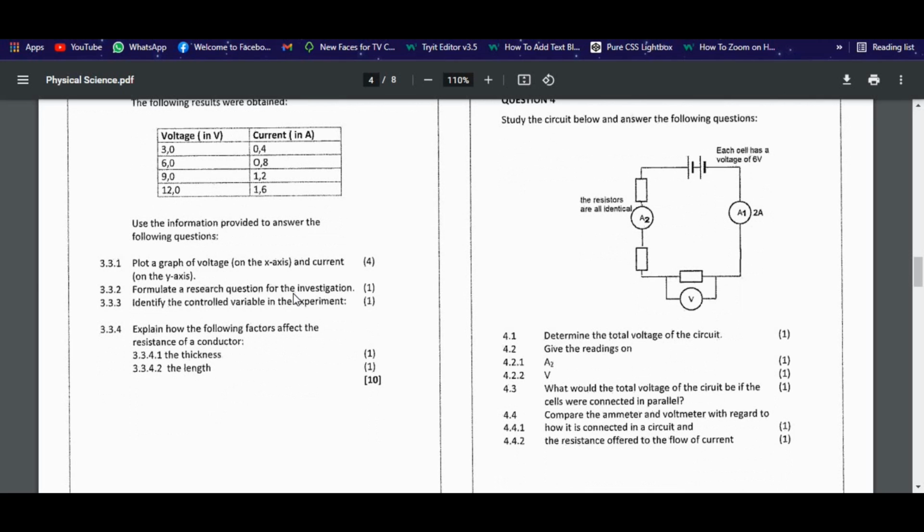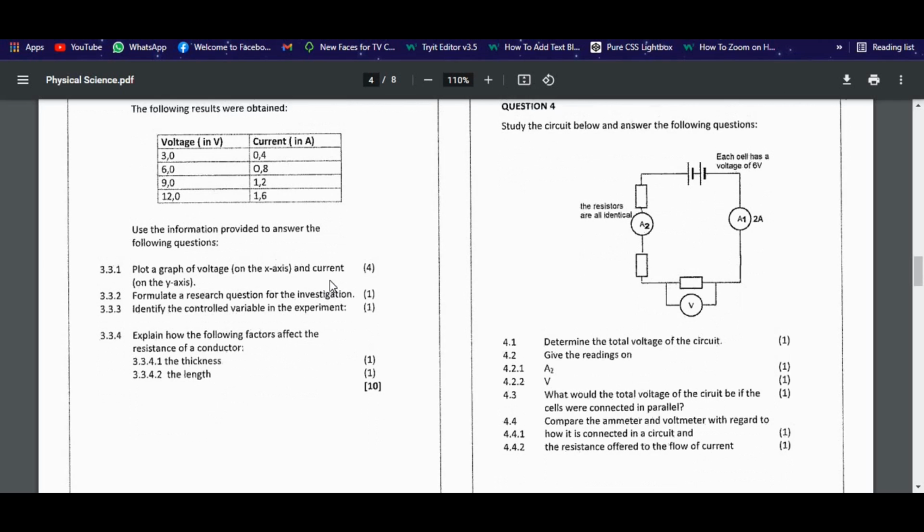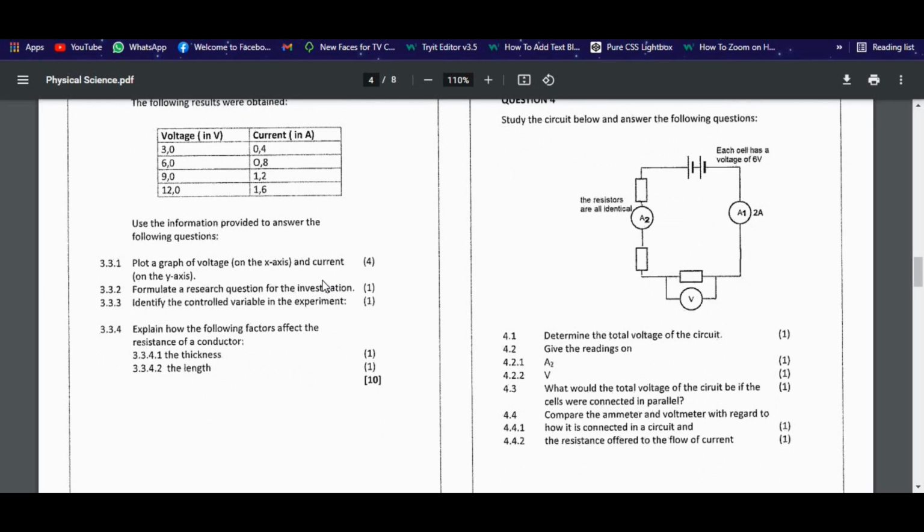But question 4, let's have a look at it, so we can get used to the type of questions that are asked here. Study the following circuit below and follow the question. So we've got resistors that are identical. Each cell has a voltage of 6 volts, so that's 12 altogether, 2 amps, and there we go. Okay, well, that was easy.